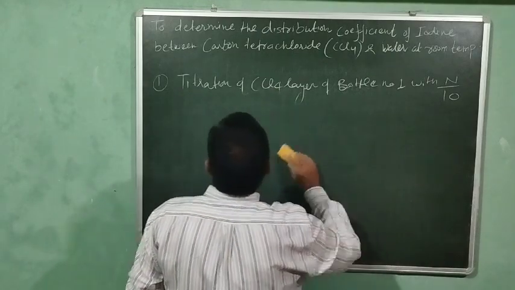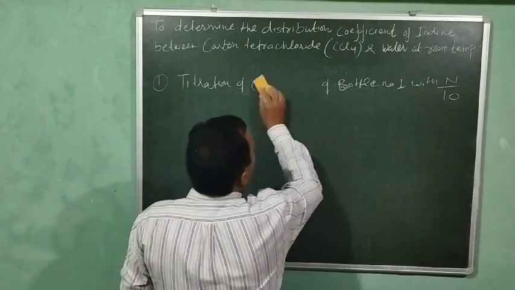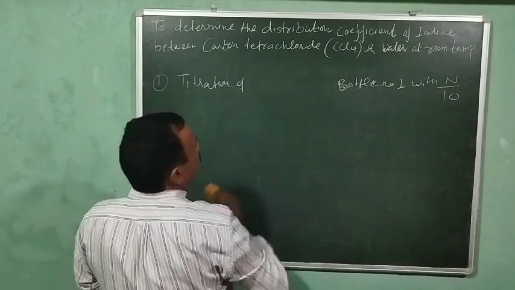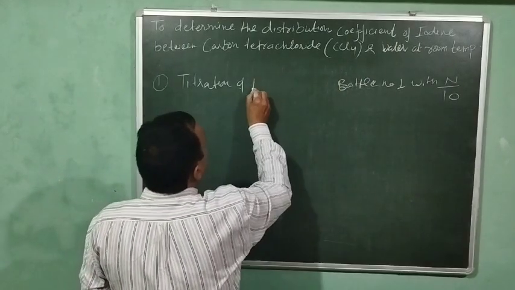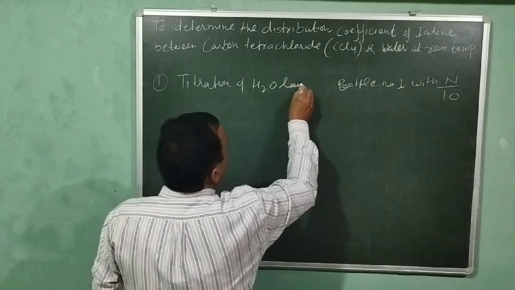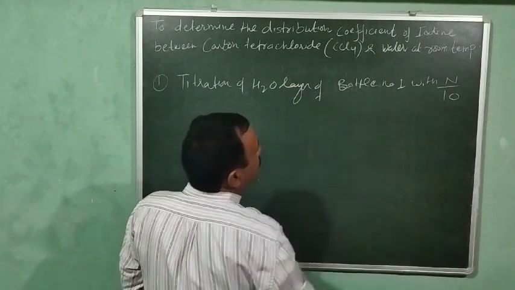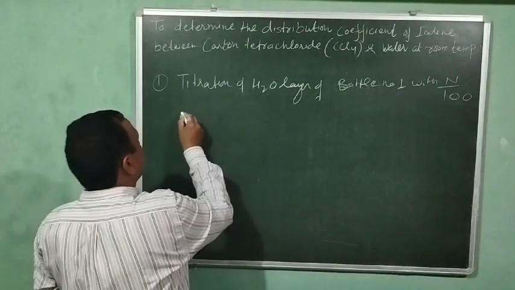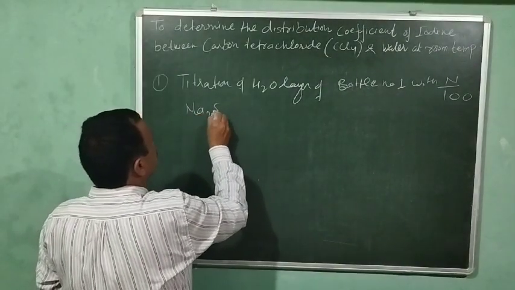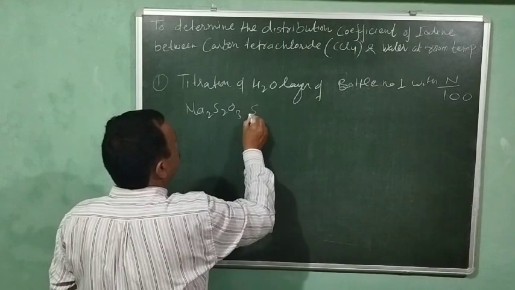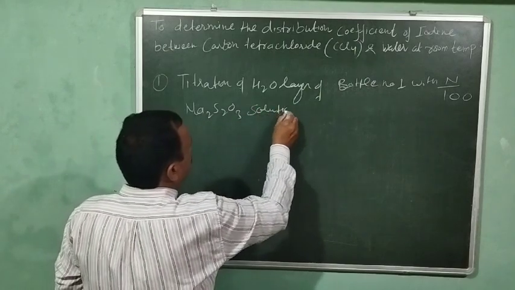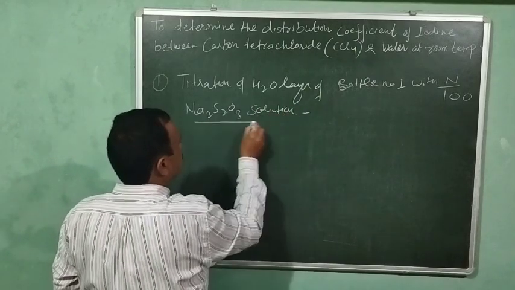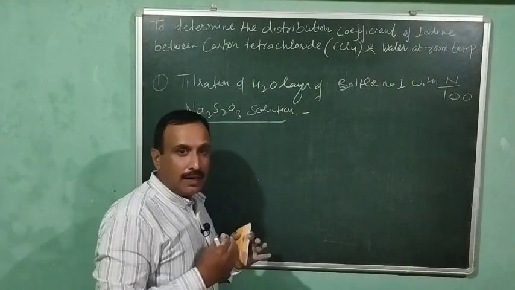Okay, then after this we will titrate the water layer of bottle number 1. So now the titration of your water layer of bottle number 1 with n by 100 sodium thiosulfate solution. ठीक है, अब हम क्या करेंगे?